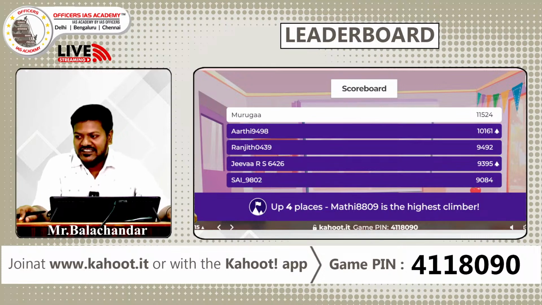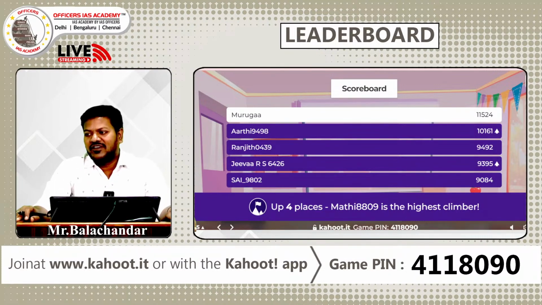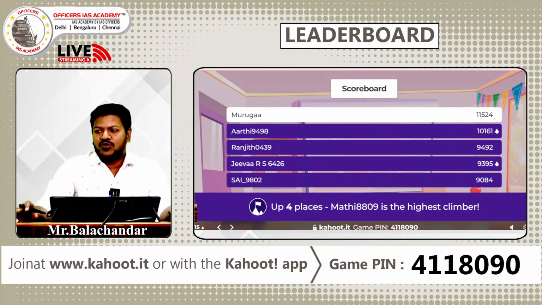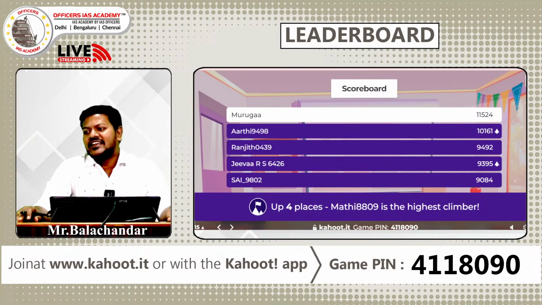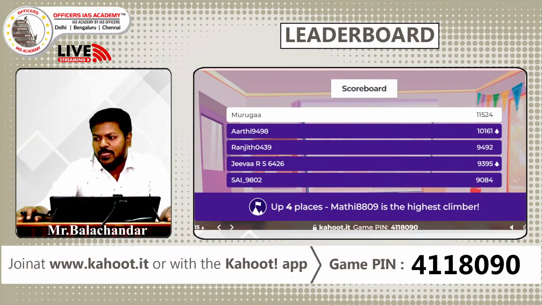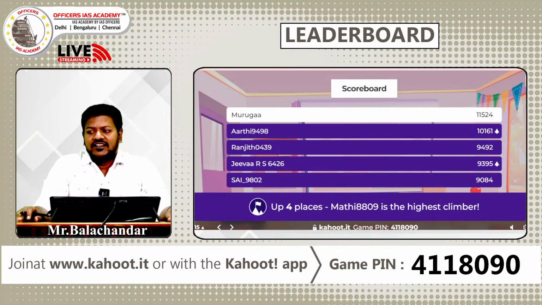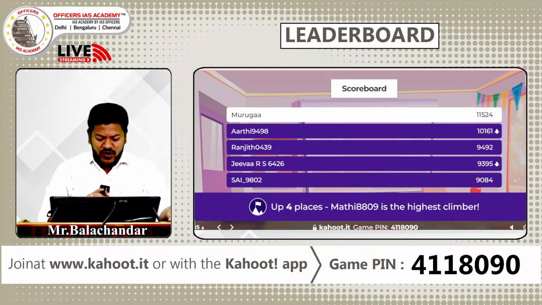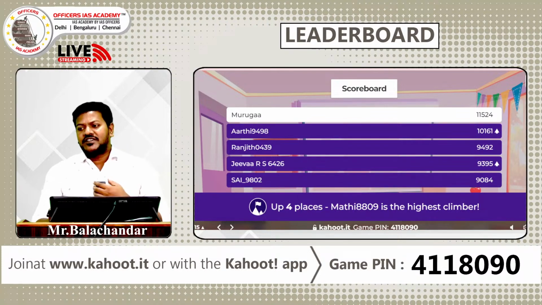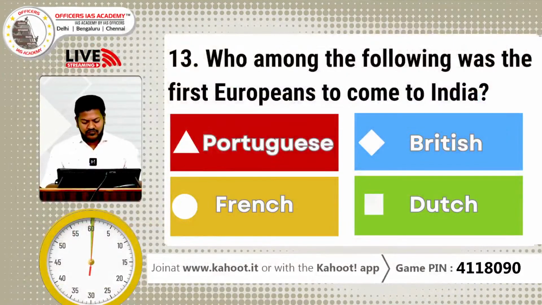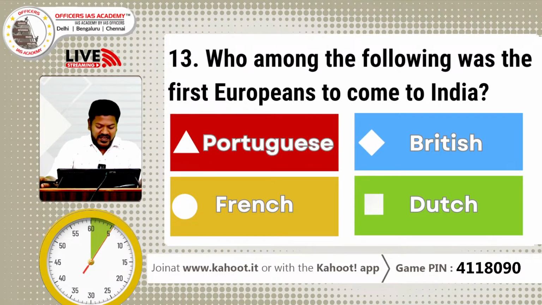So Muruga taking a very good lead of close to 1,400 points, and we have Aarti fast moving to the second position, and we see Ranjit catching up, and we have Jiva and Sai, and we have Madhi, the highest climber. Good to see Madhi, you climbed up 4 places. So keep going, and we have our next question. Question number 13. So we are into the last 3 questions of the day.